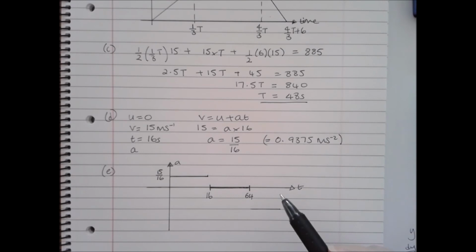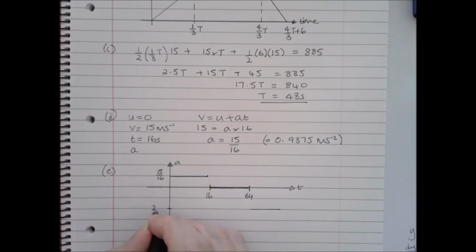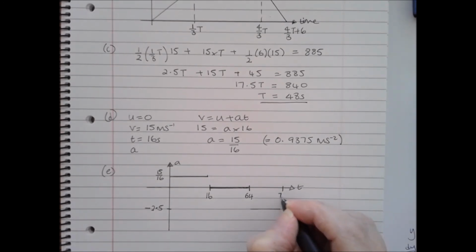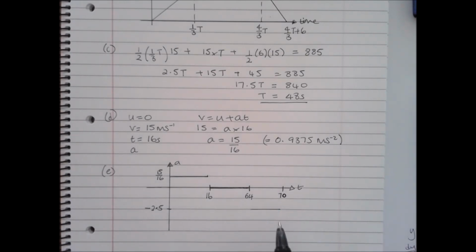And then for the last part of the journey, the acceleration is minus 2.5. So this down here would be a minus 2.5. We know that this part of the journey lasts for 6 seconds, so this would take us from 64 up to 70 seconds. The scale on here is completely wrong, but that makes no difference as long as you've got all the correct numbers marked on.